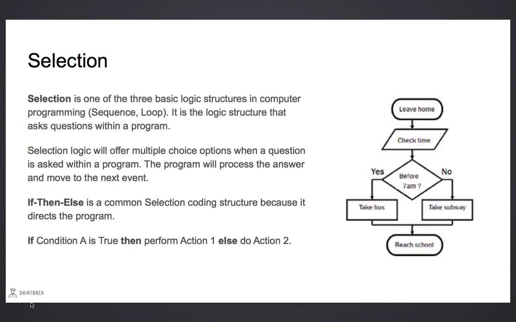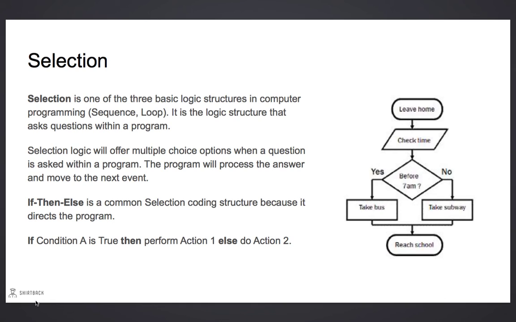Selection is another of the three basic logic structures. It is the logic structure that asks a question within a program. Selection logic will offer multiple choice options when a question is asked within a program. The program will process the answer and move to the next event.